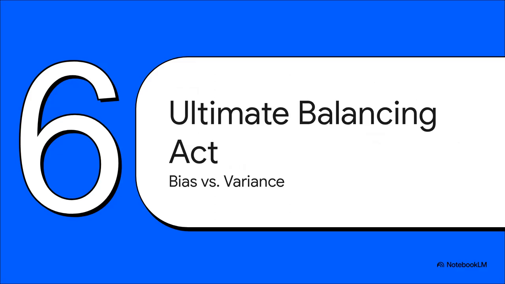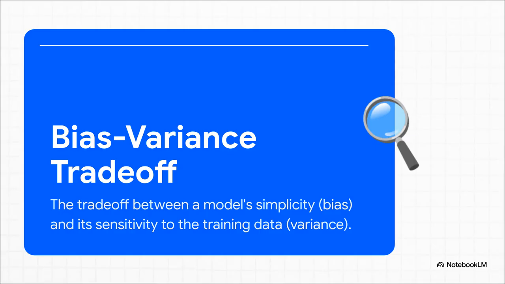Okay, we've seen how AIs learn and how they overcome obstacles, but there's one final, huge challenge that really defines all of machine learning. And it's not about finding a perfect answer. It's about striking a very, very delicate balance. This is called the bias-variance trade-off, and it's the central tug-of-war in this whole field.